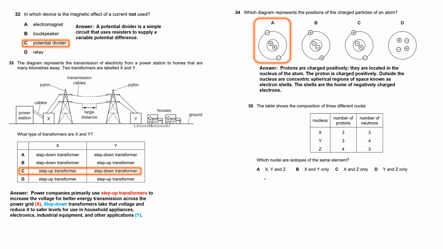Question 35. An isotope is a variation of an element that possesses the same atomic number, Z, but a different mass number. They will differ in the number of neutrons held by their respective nuclei.